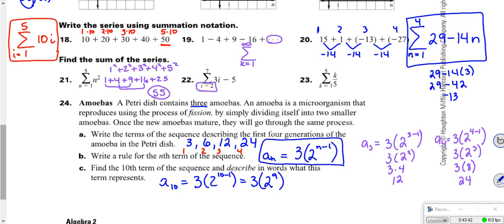Literally, you poke that in a calculator and you get 1,536. So the 10th term would give you that, and then what that term represents. That's the 10th generation. If each generation splits and doubles, then that's the 10th generation.